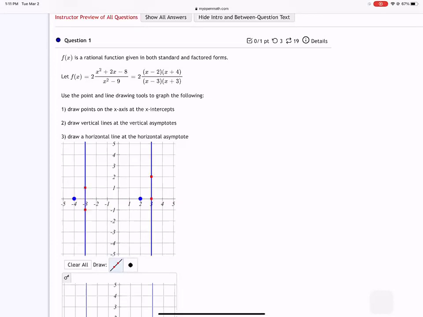We have to draw now a horizontal line. That's direction number 3. Horizontal line at, we said, 2. There you go. So if you take a look here, my answer is vertical asymptote at positive 3, vertical asymptote at negative 3, and a horizontal asymptote at positive 2. That's all you have to do.